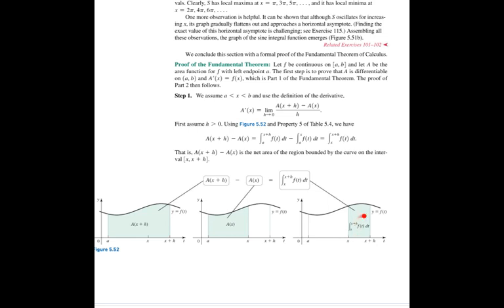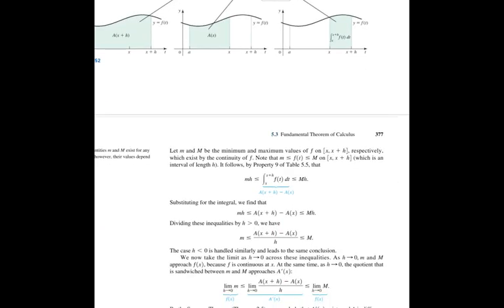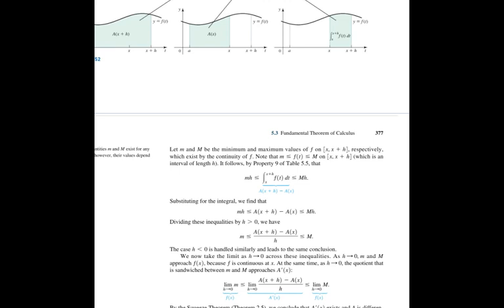Okay. So then let little m and big M be the min and max values of f on this interval respectively, which exist by the continuity of f. Therefore, m is going to be less than or equal to f of x. This looks like the squeeze theorem. Which is an interval of length h. It follows from property 9.